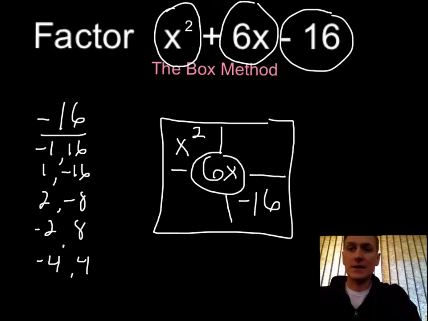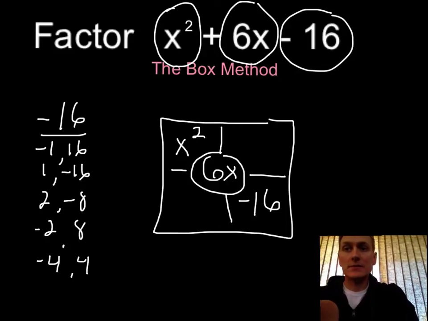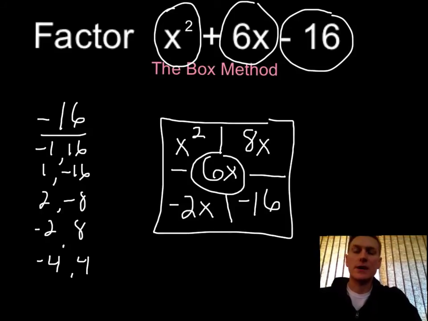That's our two factors. We put those inside the box with the variable of x that we're using. So positive 8x and negative 2x. And it doesn't matter what corner you put those in.